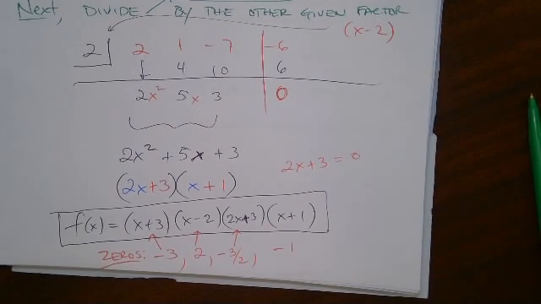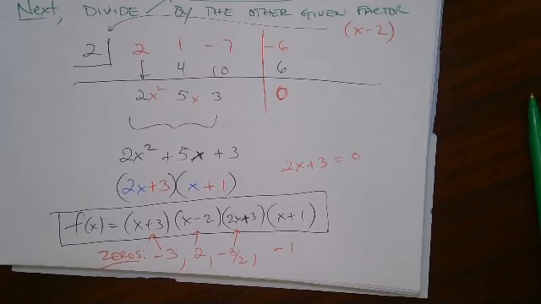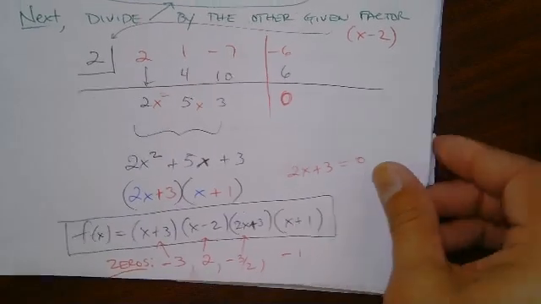Remember, if a factor is a 0, you set it equal to 0. 2x plus 3, set it equal to 0 and solve it. Is that going to give you -3/2? Yeah. It's also -1.5. I'm not saying it isn't. I'm just saying you should be able to set this equal to 0 and give me the 0. Okay?